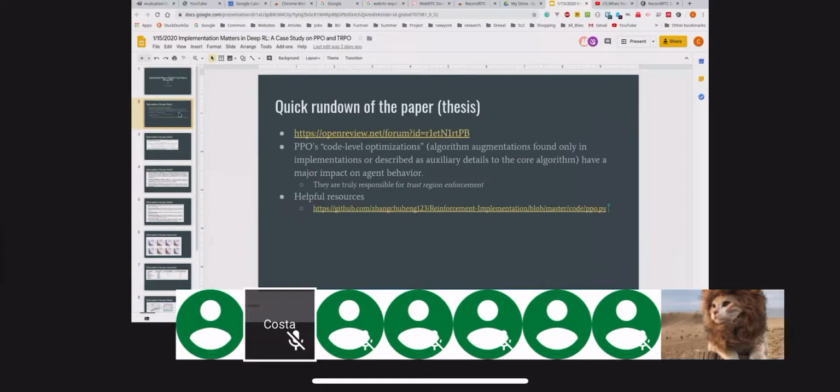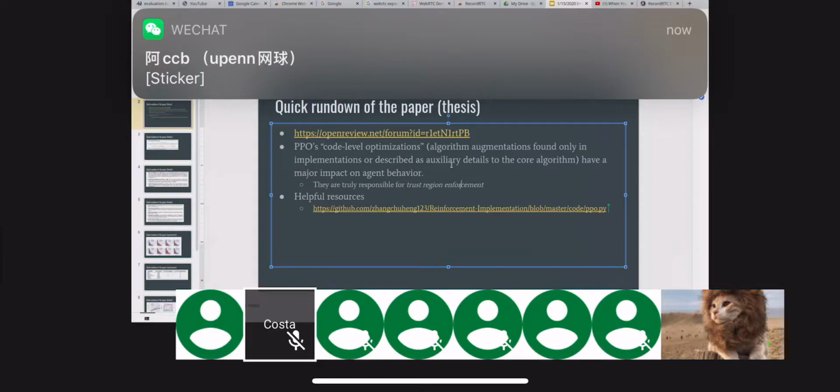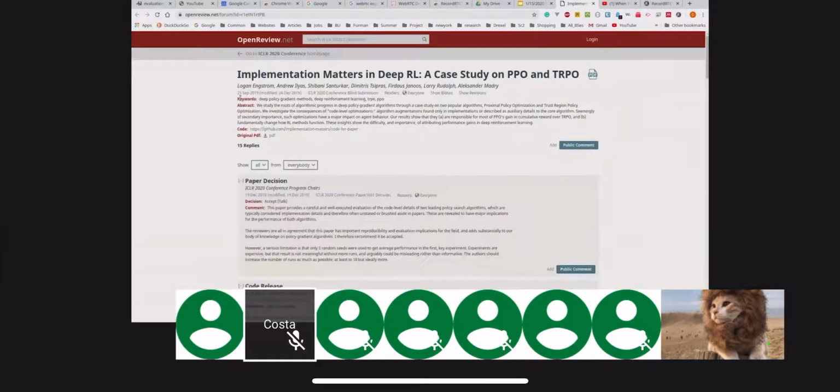The paper has been accepted at ICLR, the International Conference on Learning Representations. I think by the time we were originally looking at it, it was under blind review, but now the authors are actually shown. Yeah, so it's those people, and apparently most of them are from MIT.